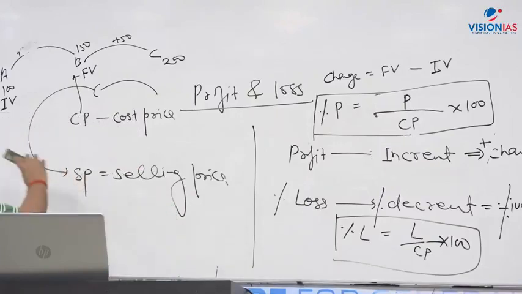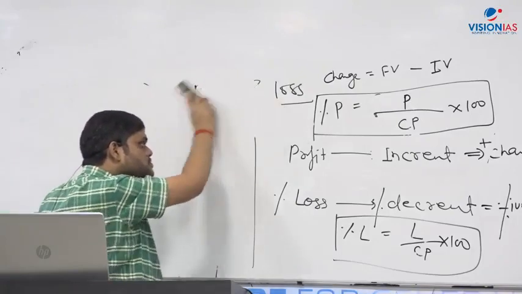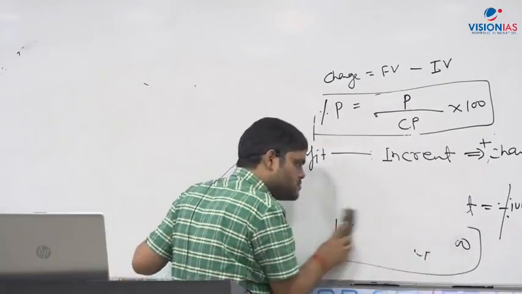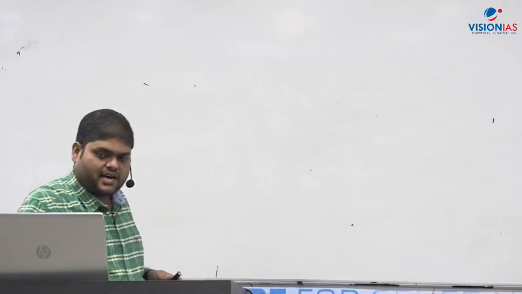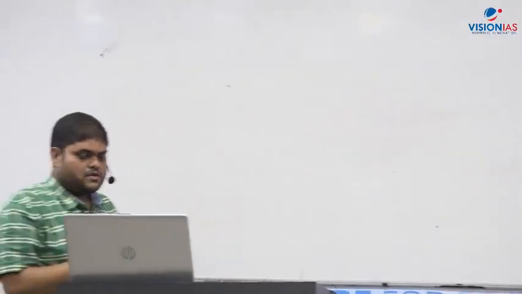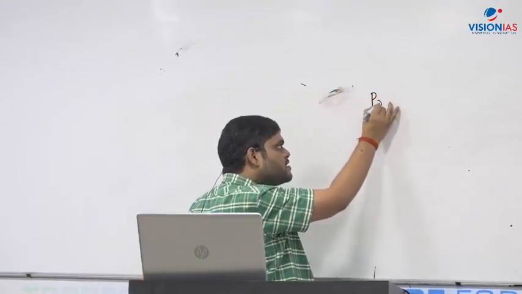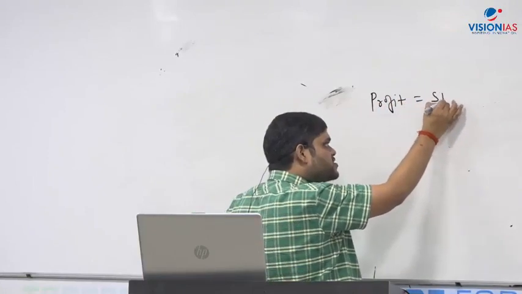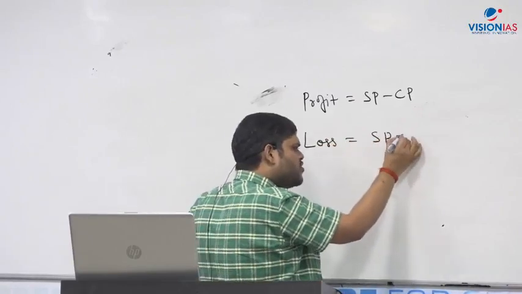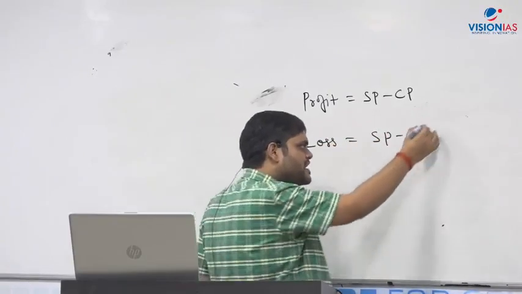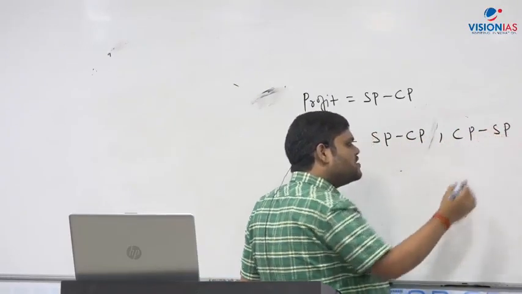So simply I can say what we have learned till now. Okay, profit is equal to SP minus CP. Loss is equal to, still look, what is the case here? Some people are saying, sir, can we write CP minus? Yes, you can write, no issue with that.